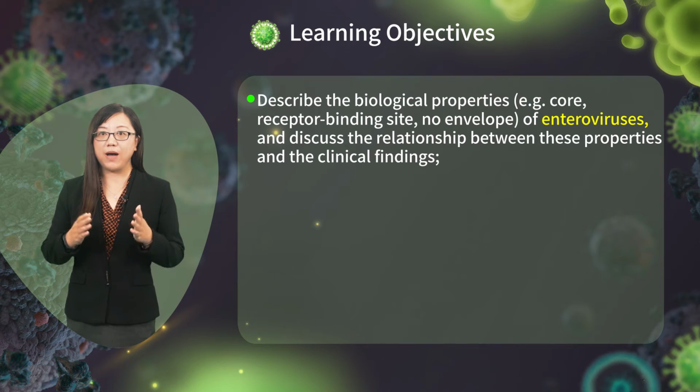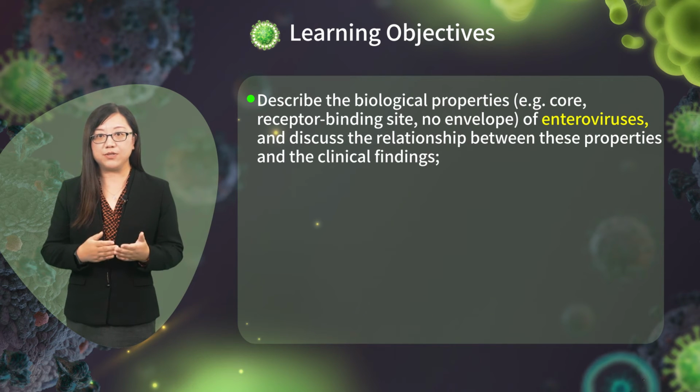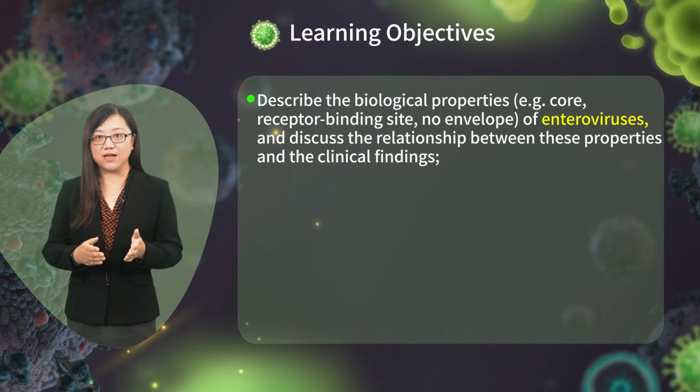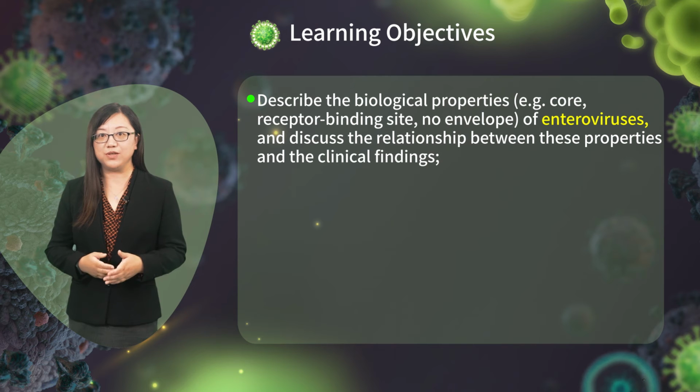The learning objectives of this chapter. At the end of this chapter, you should be able to: 1. Describe the biological properties, for example, core, receptor binding site, no envelope, of enteroviruses, and discuss the relationship between these properties and the clinical findings.